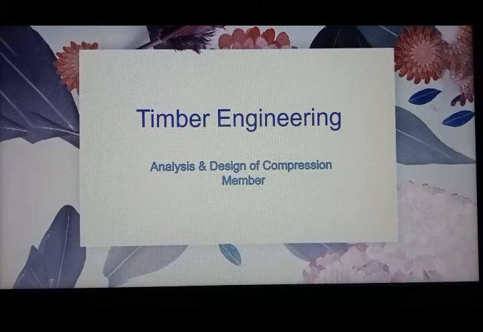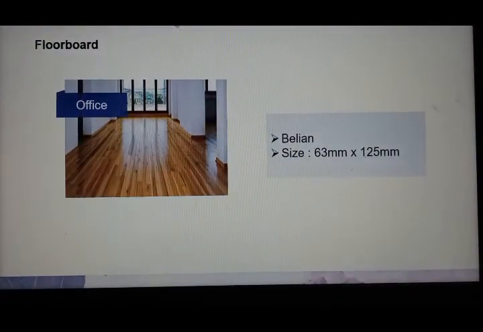For the floorboard part, as you know, our chalet has 6 parts, which is the office, the washroom, the suite, the cafeteria, twin and single room, and lastly the dome. So let me start with the first one, the floorboard for the office. We choose Belian type of timber and the size is 63 mm x 125 mm.